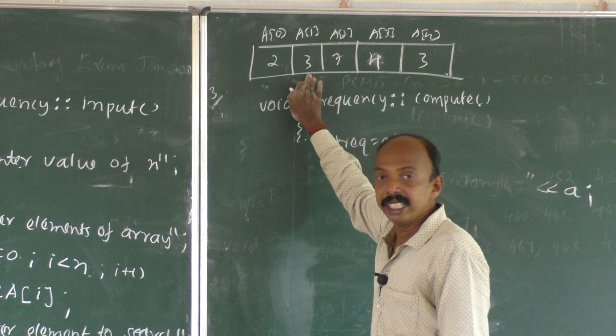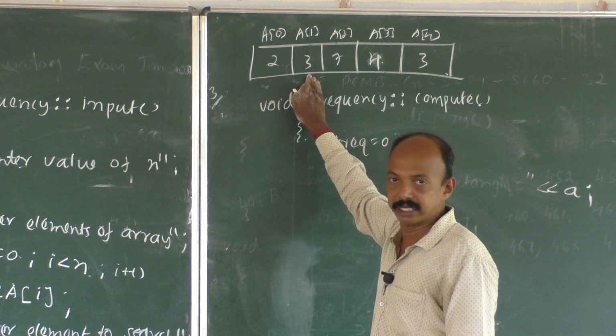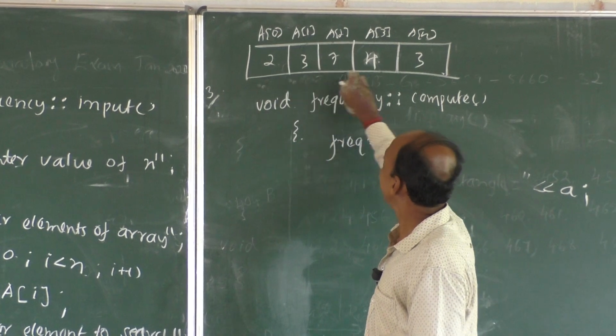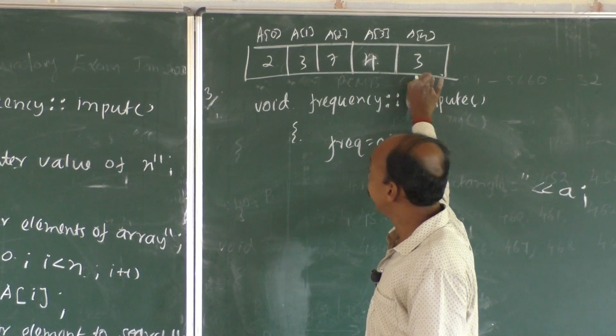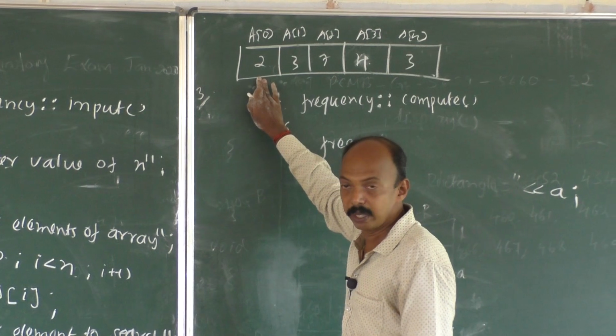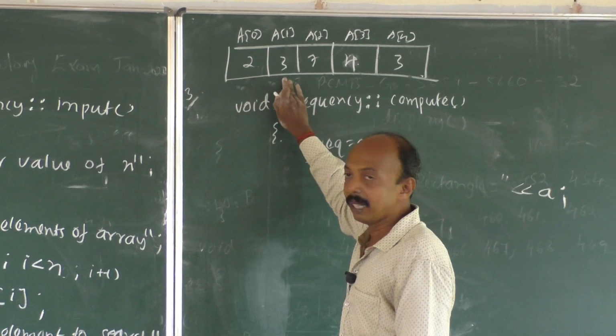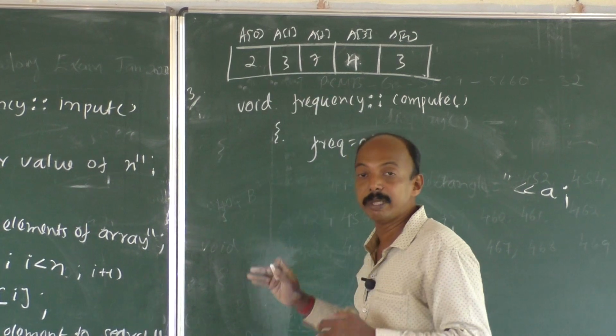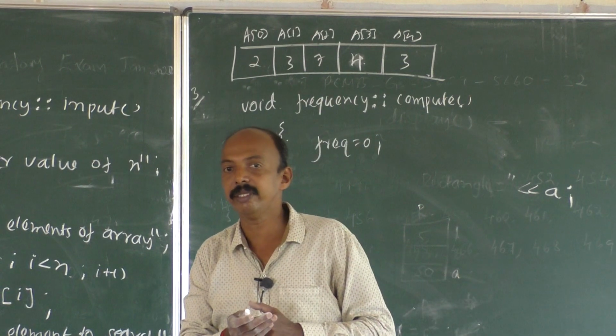So the array here is A of I in general. Initially it will be A of 0, then A of 1, A of 2, A of 3, A of 4. So 3 is compared with the 2, whether they are equal? No. Then 3 is compared with the 3, they are equal. In that case, the variable frequency has to be incremented by 1. Initially it will be 0.